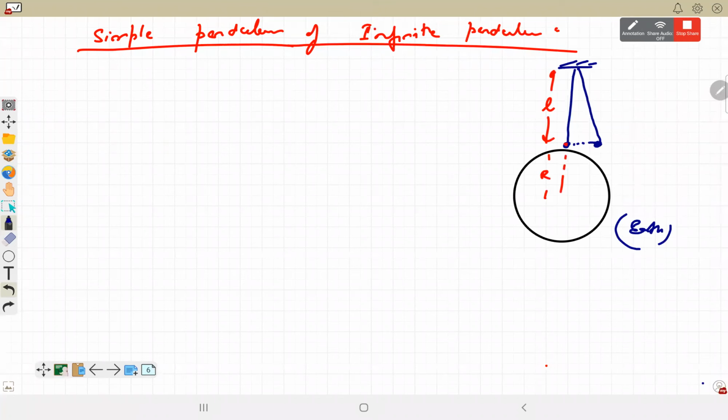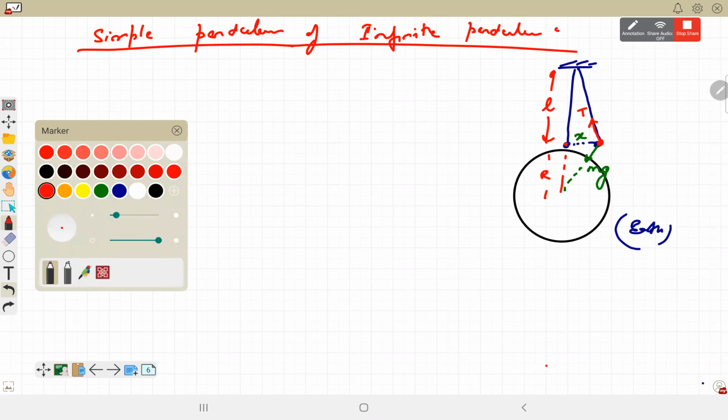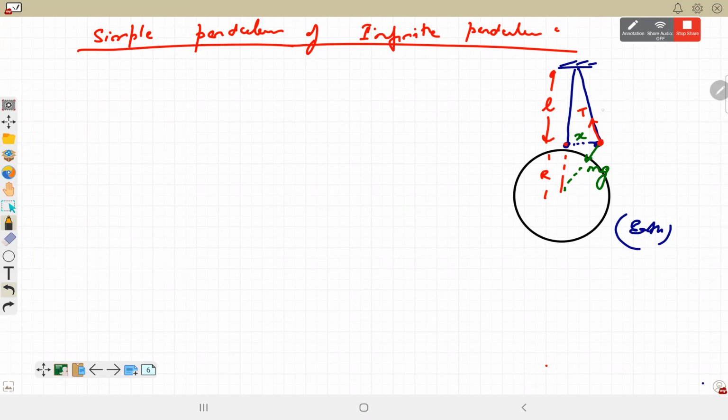So if this is x, the displacement, there will be a force acting towards the center of Earth due to gravity, that is mg, and another force acting along the string, that is tension. So when this particle is displaced slightly by x from its mean position, now there are two forces, one component of tension and one component of mg. Both are acting towards its mean position. Here it is theta and on the other side it is phi. So phi and theta.